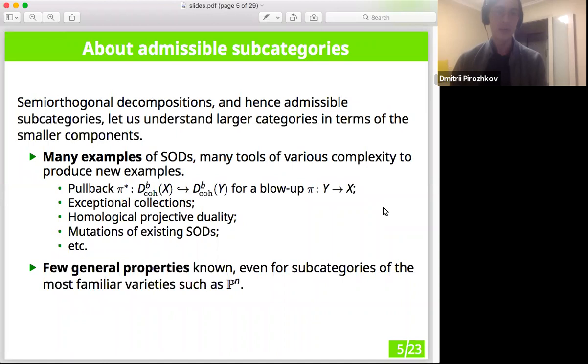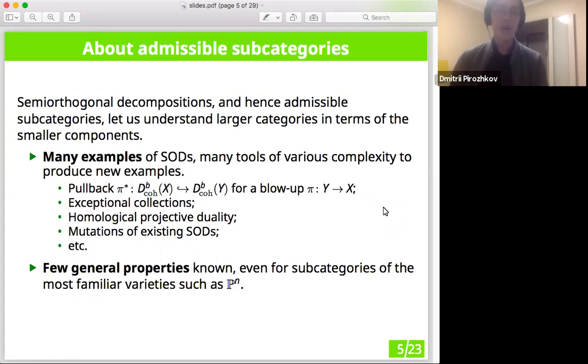Now, these notions, more notably semi-orthogonal decompositions, let us understand larger categories in terms of their components, which are hopefully smaller or more understandable categories. Or maybe they are related to varieties which we understand better than the ones that we started with. A very rough overview is that we know very many examples of semi-orthogonal decompositions, and we also have many tools of various complexity that can be used to produce new examples, starting from old ones.